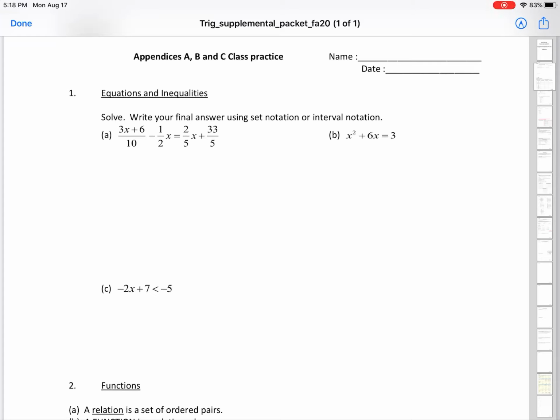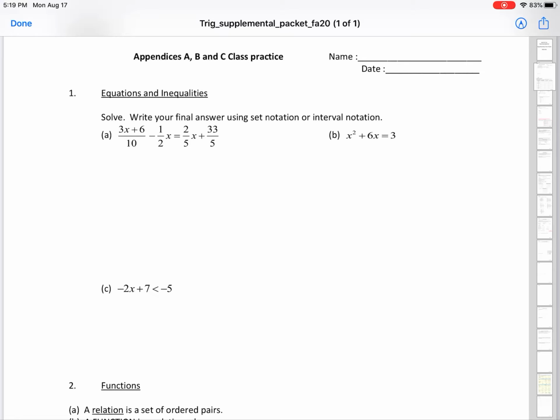Right. Appendix A, B, and C are kind of preparatory for the class, but there's some good principles involved there. We just want to make sure that some of the algebra skills that we might be called on in this class are well remembered. So what we've done is assign some problems out of Appendix A, B, and C.